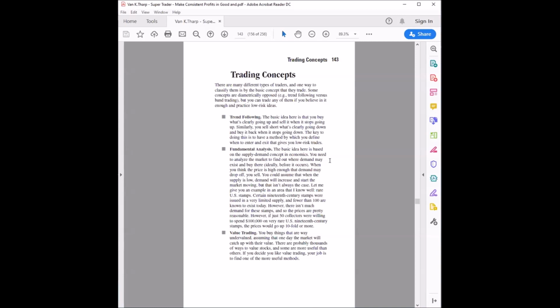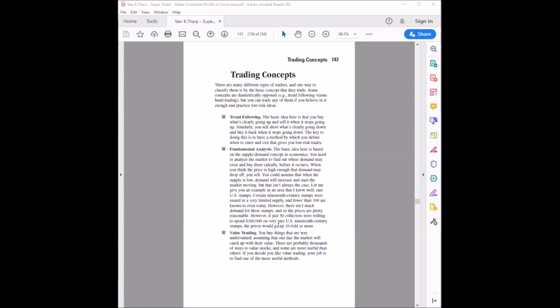The next one is fundamental analysis. The basic idea here is based on the supply-demand concept in economics. You need to analyze the market to find out where demand may exist and buy there, ideally before it occurs. When you think the price is high enough, demand may drop off, you sell. So this is kind of the Warren Buffett method. You're looking for things that are good at a business project level, but they're not necessarily things that you want to get in or out of quickly per se. So after that, you have value trading. You buy things that are way undervalued, assuming one day the market will catch up to their value.